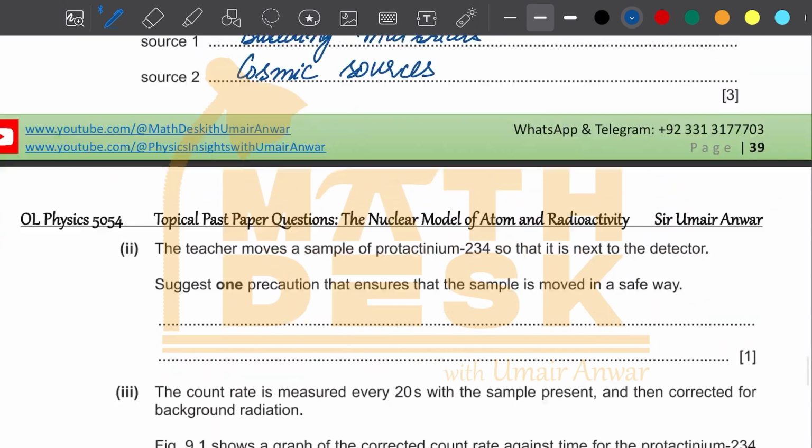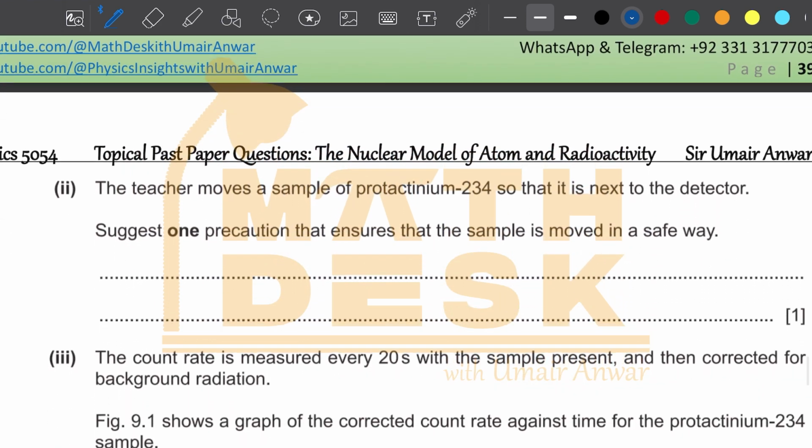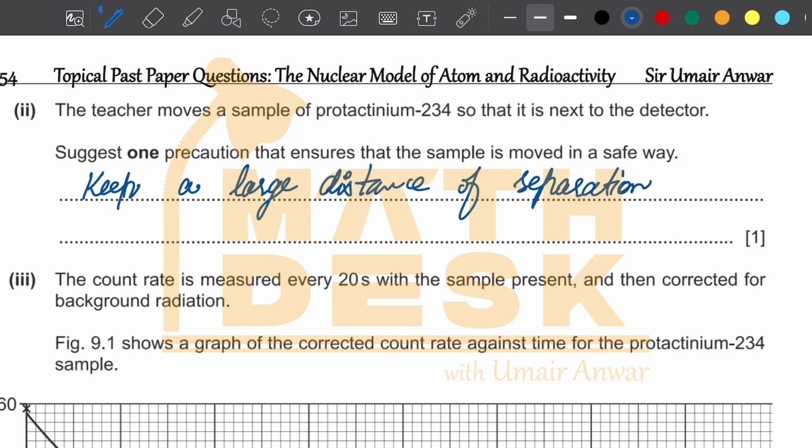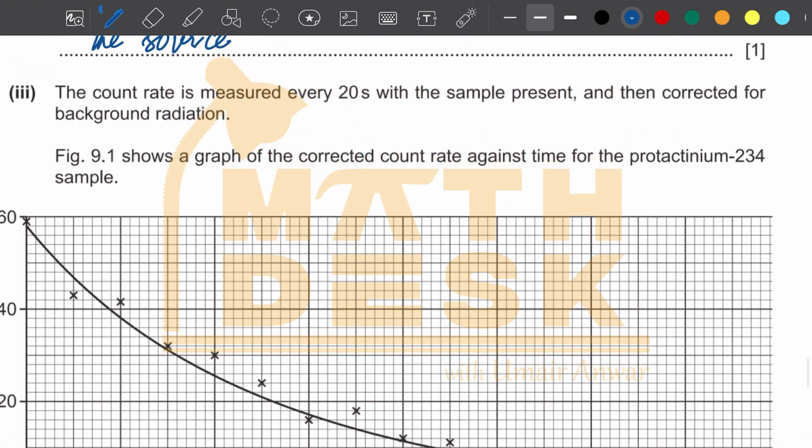The teacher moves a sample of protactinium so that it is next to the detector. State one precaution that ensures that the sample is moved in a safe way. So one precaution could be to keep a large distance of separation from the source. It would reduce the hazards and the damage caused by the radiation.